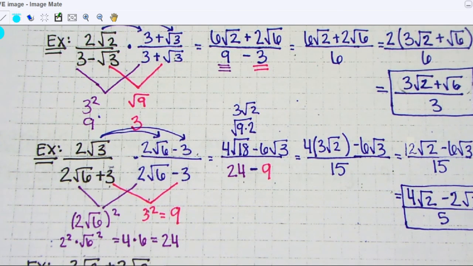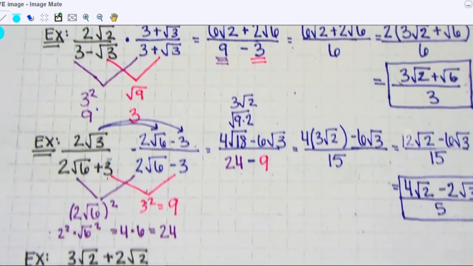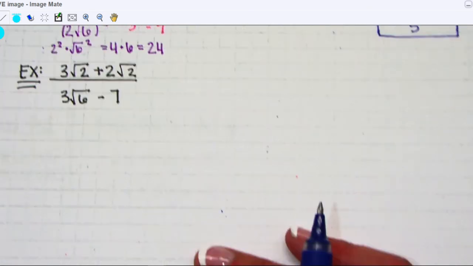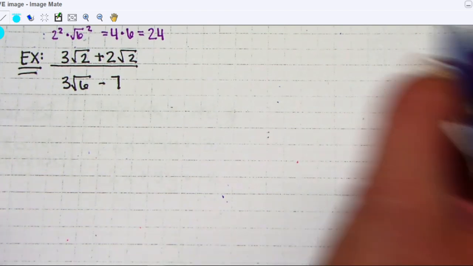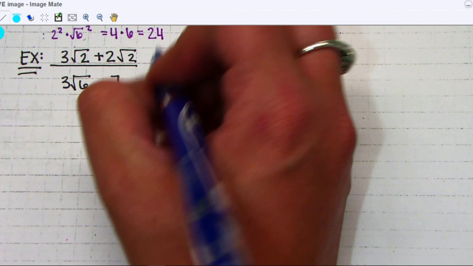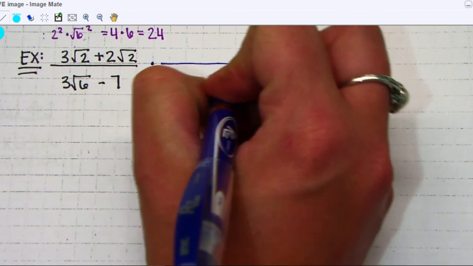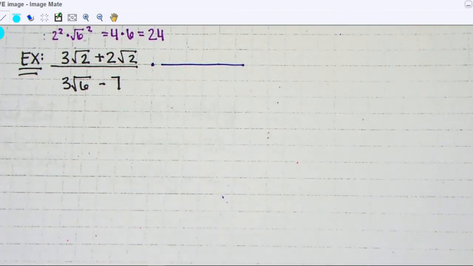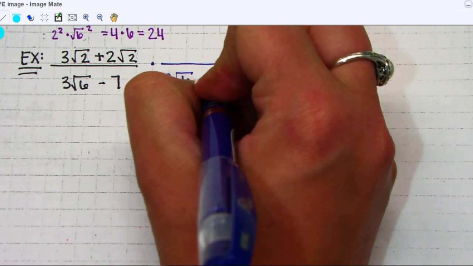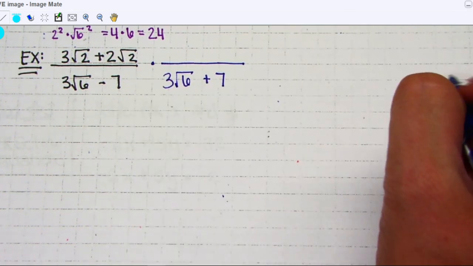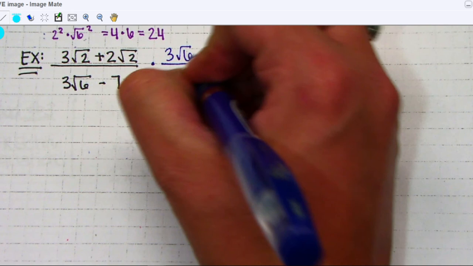And if worse comes to worse, you can always use your calculator, but I want to make sure you know how to do it in case your calculator dies. All right, this one is the last one we'll do before we do some practice. So what should I multiply here? Yes, I'm going to change it to plus. So I get 3 square root of 6 plus 7. Okay. 3 square root of 6 plus 7.